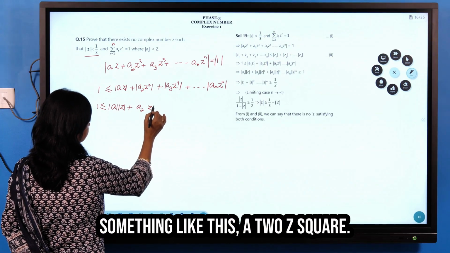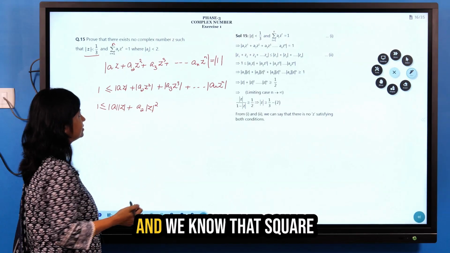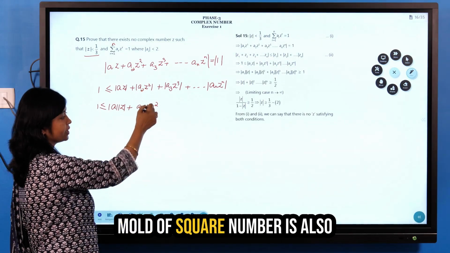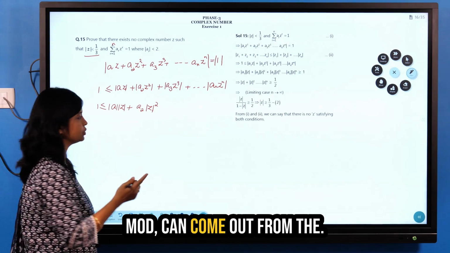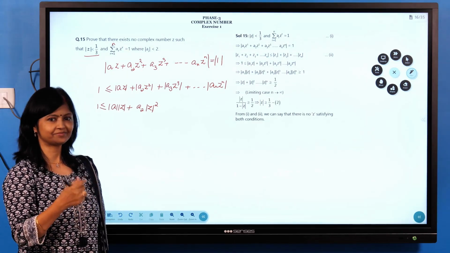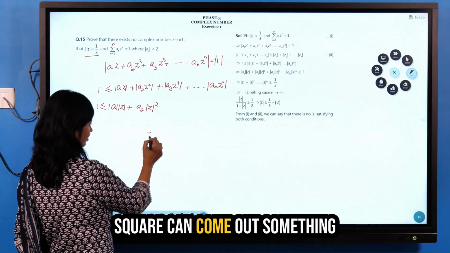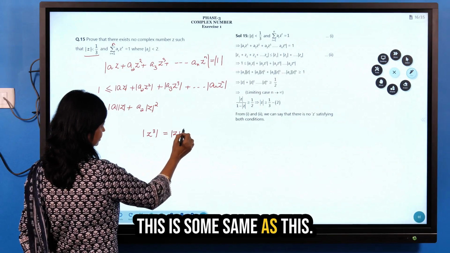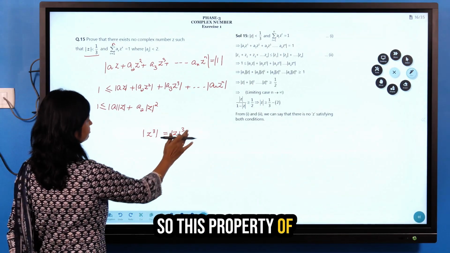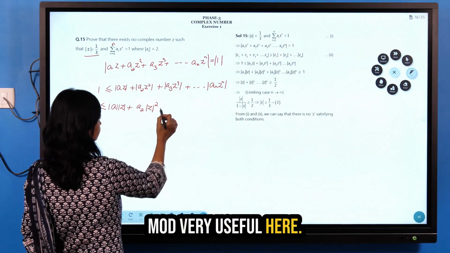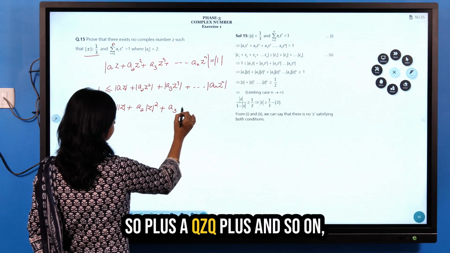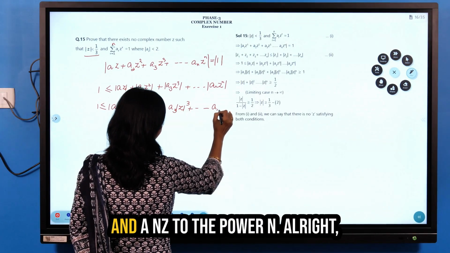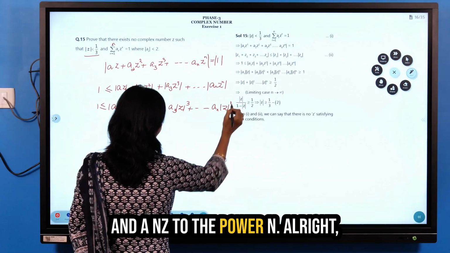So that gives us mod a1 z plus mod a2 z square, and we know that the mod of a square can come out as the square of the mod, something like this. This property of mod is very useful here. Plus mod a3 z cube plus and so on, and mod an z to the power n.